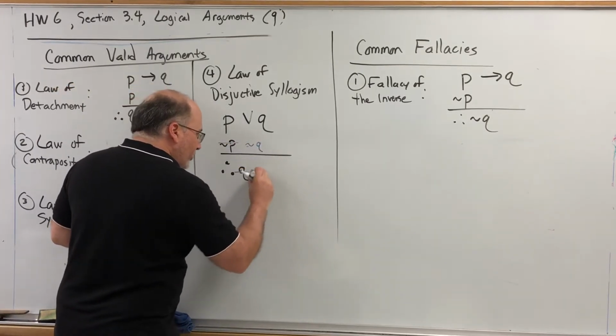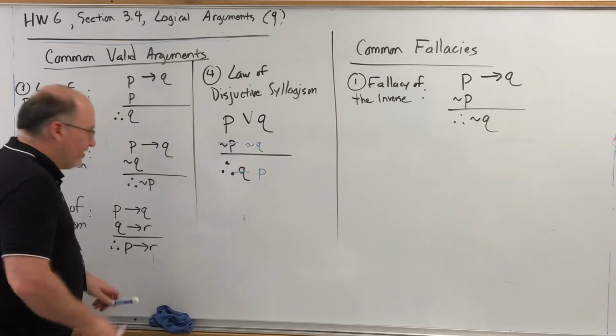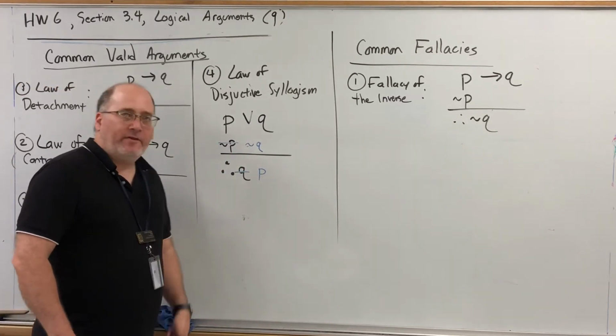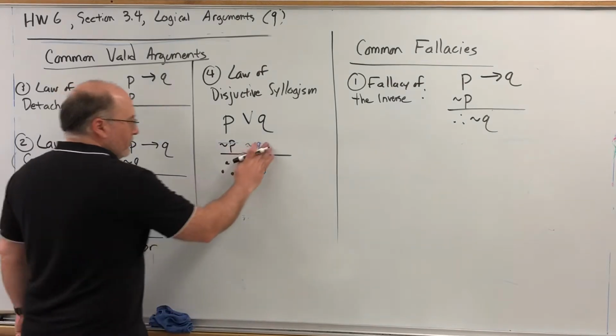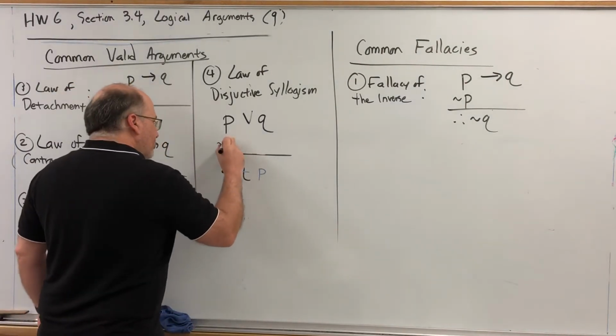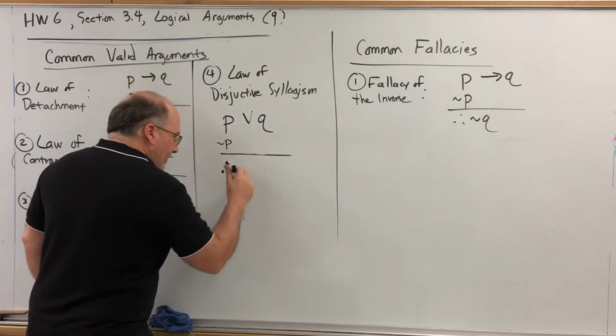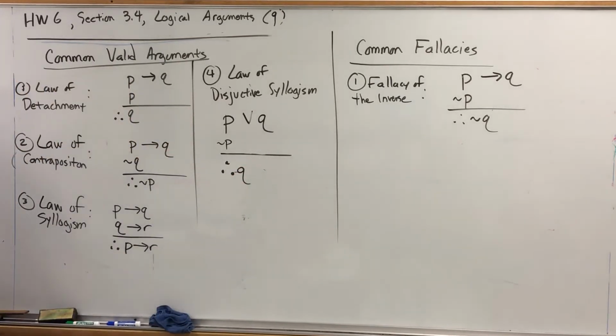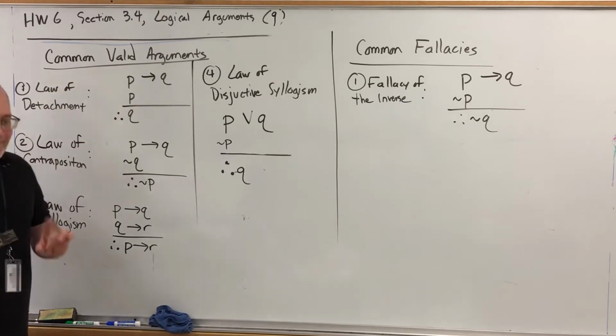It doesn't matter which one you negate. Basically, it's saying if you have a disjunction and half of it is false, then the other half has to be true. But the Law of Disjunctive Syllogism looks like that. And again, these are all valid arguments, so any argument that translates symbolically into one of these is instantly valid.